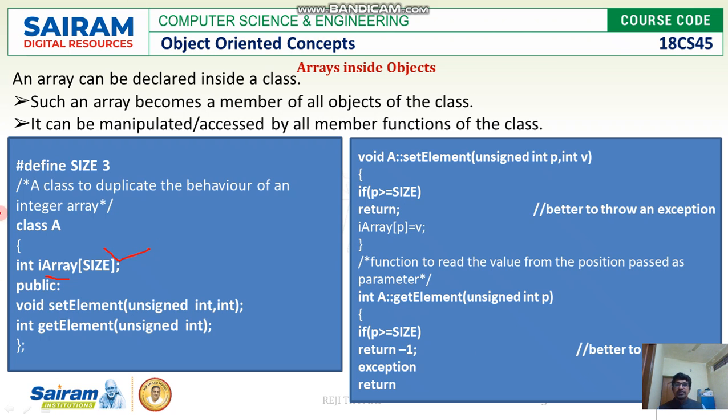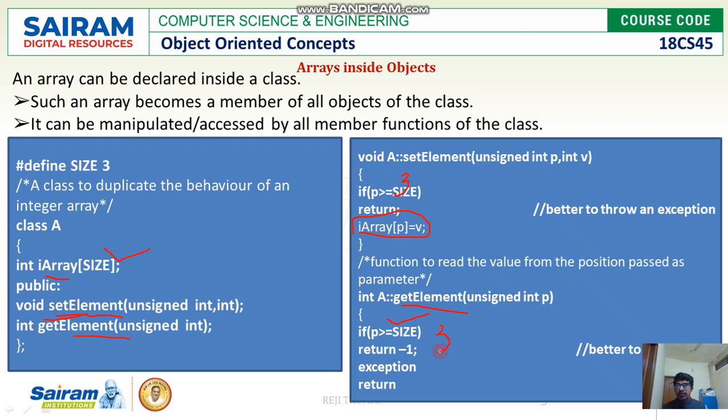Now when you create an object or when you write the definition for any function, obviously we are able to access this array. Look at this: we have taken p greater than size, and size is going to be 3. Otherwise, we have accessed I array of p is equal to value. What is I array of p? We have initialized this to p. Same way, we have another one, because it has two functions: one is set element, the other one is get element. Get element is again going to check the size. If p is greater than size, we are going to give an exception.